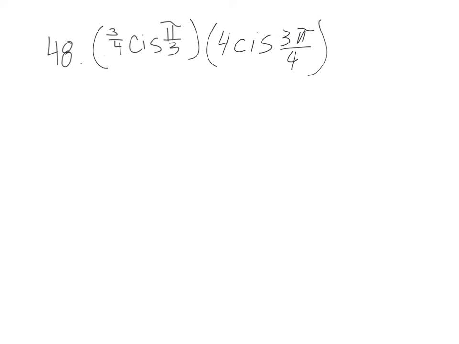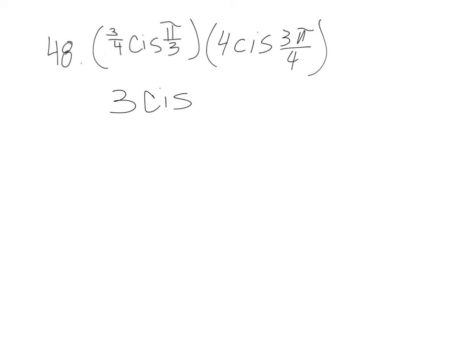For 48, we want to multiply these two complex numbers. I wrote it in cis notation. So our r's are 3/4 and 4, and our angle is pi over 3. When we multiply these, you multiply the r's together. Since this is 4 numbers, this is like a times b times c times d. You can multiply in any order, and these two multiply. 3/4 times 4 gives us 3.